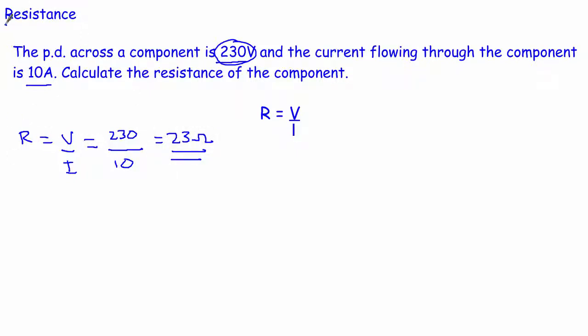So that, in a nutshell, is basically resistance, and we've also looked at current and potential difference. In the next video, we'll look at resistance in greater detail, and we'll look at Ohm's law and what happens when this equation isn't true.